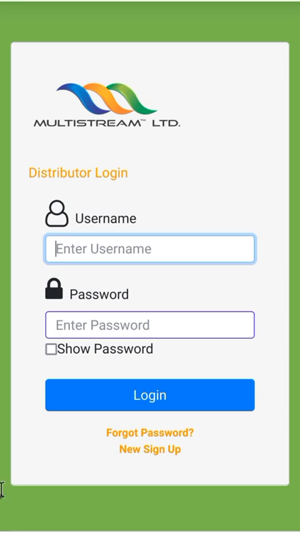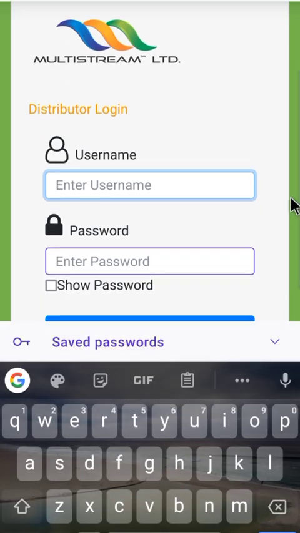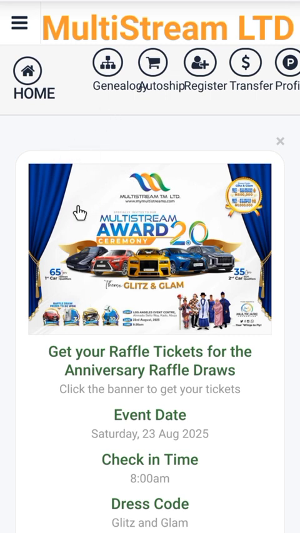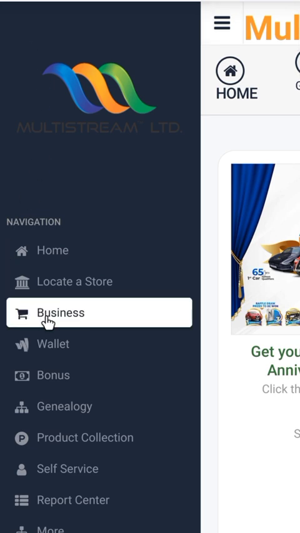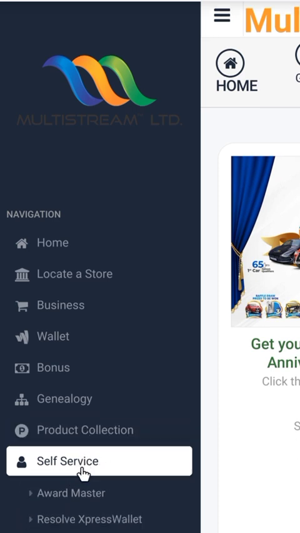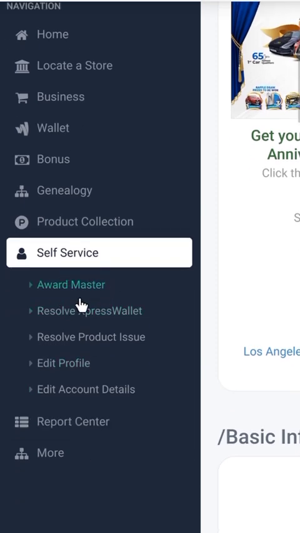So let's use this username again, Precious Agu. Then we log in, and we come to the home environment here. How do you locate this self-help service? You see these three lines here at the top left. You click on it, and when you click on it, you come down. Now you see this self-service. You click on it, and when you click on it, we have other options here.